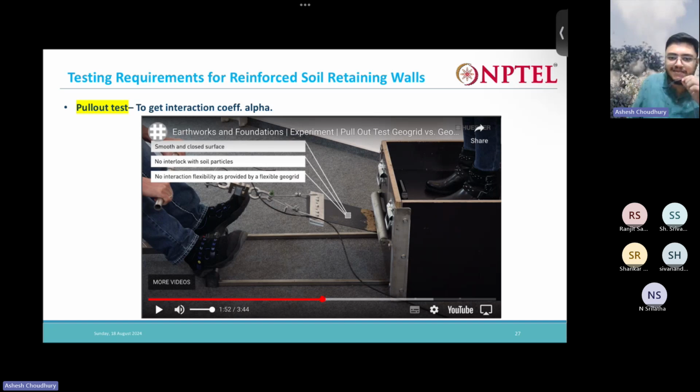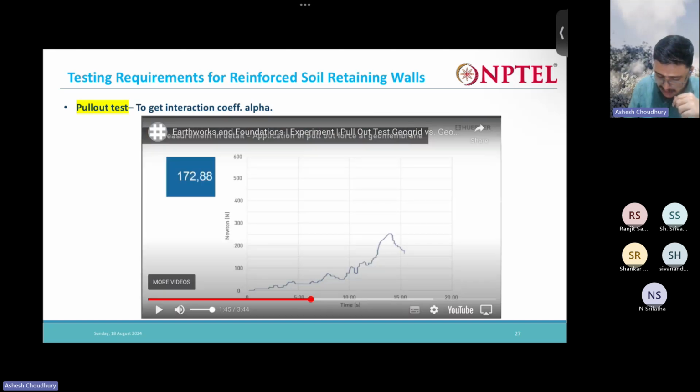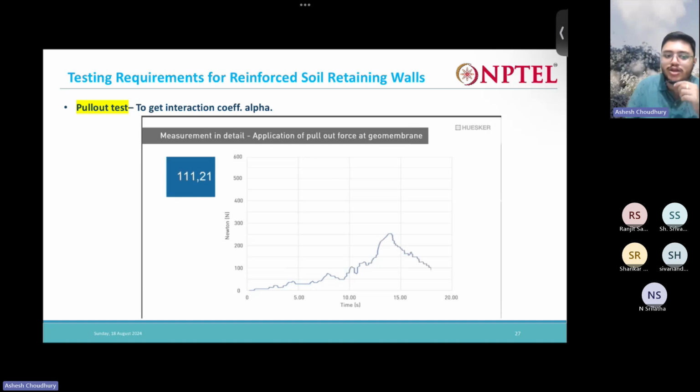Geomembranes are generally very smooth, right? Smooth sheet kind of thing. No interlocking with the soil particles. But in geogrid, there is interlocking. No interaction, flexibility is provided by flexible geogrid. And so here you can see the peak is around here, right? 250 newtons.